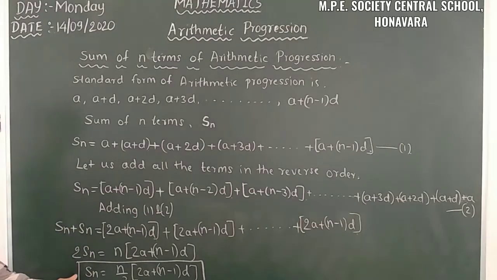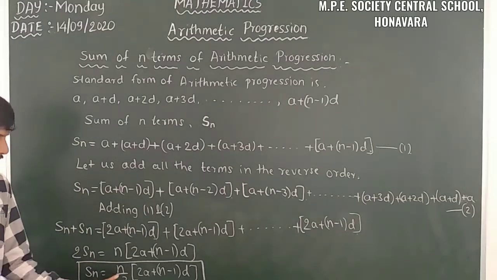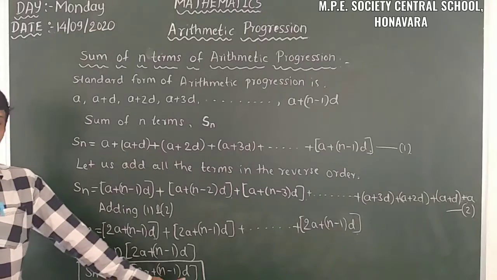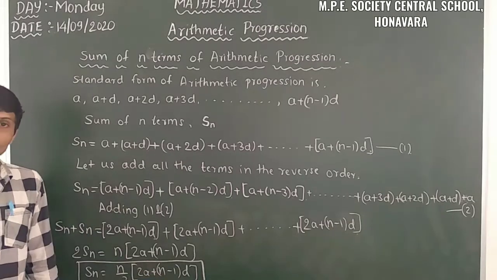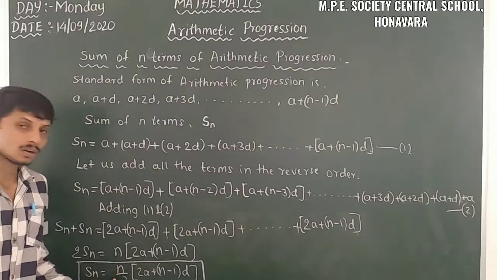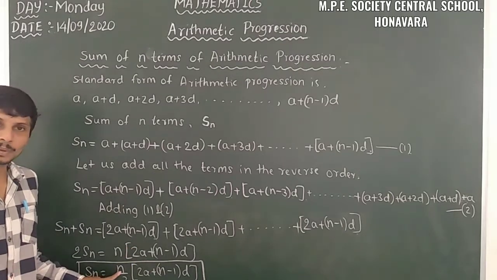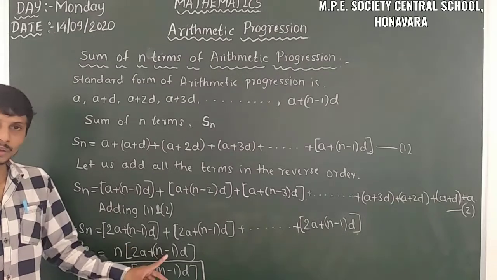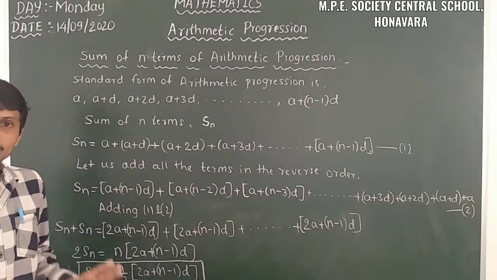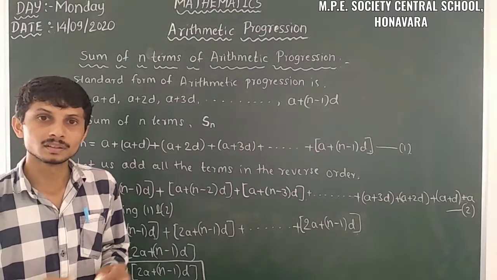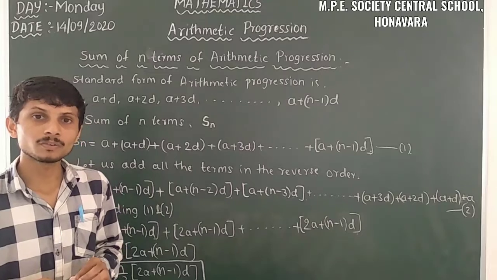So just observe, Sn is equal to n by 2 into 2a plus n minus 1 into d. With the help of this formula, when we have a series, we have the value of a, the value of n and the value of d. From the given values we can easily calculate the sum of n terms.